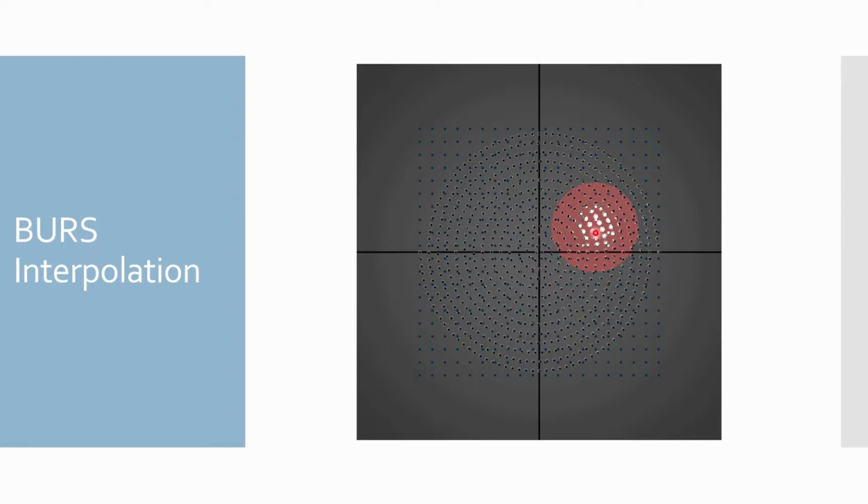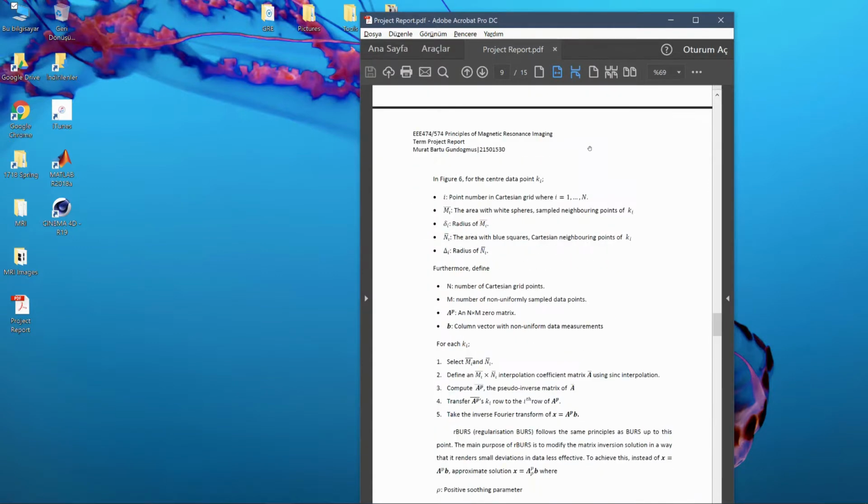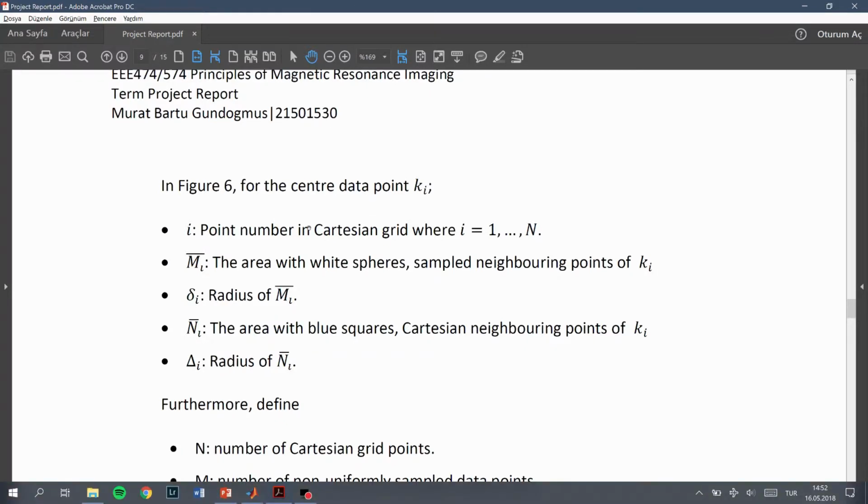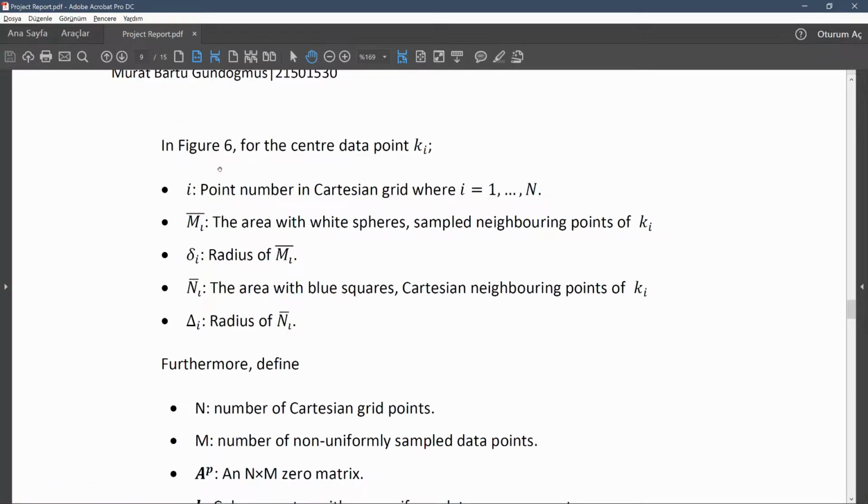Now, we're going to talk about the formulation of this method. Formulation of this method is rather more complex than the data-driven. Here, for any point in the Cartesian domain Ki, we define Mi as the area with the white squares, which is the sampled neighboring points of Ki in the non-Cartesian domain, whereas Ni is the area with the blue squares, which is the Cartesian neighboring points of Ki. And these two expressions are the radii of the previously mentioned neighboring points.